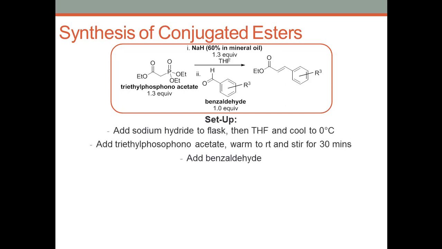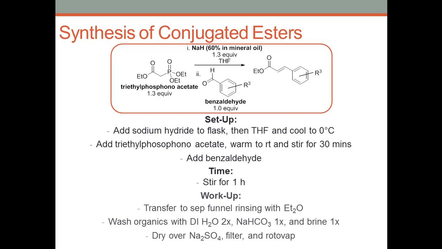These are a little bit more complicated to set up. First you add your sodium hydride followed by THF, and you're going to cool the flask to 0, at which point you will then add your triethylphosphonoacetate reagent. You're going to let that warm to room temperature and stir for about 30 minutes. Finally, you're going to add your benzaldehyde, and you're only going to let that stir for an hour before you work it up.